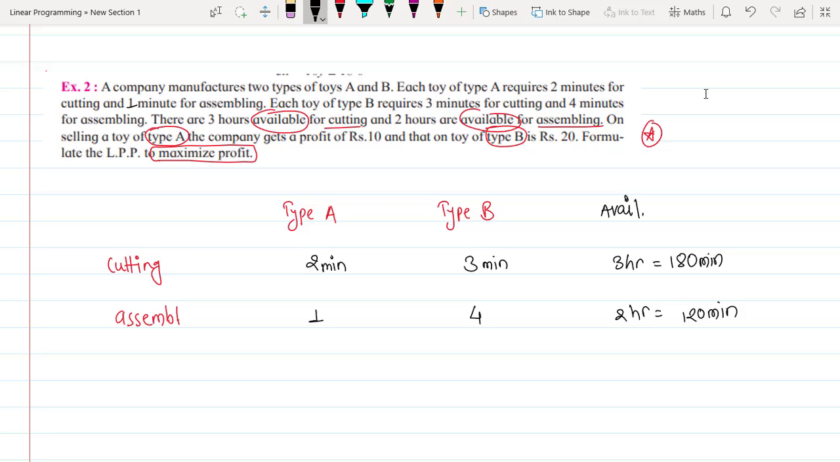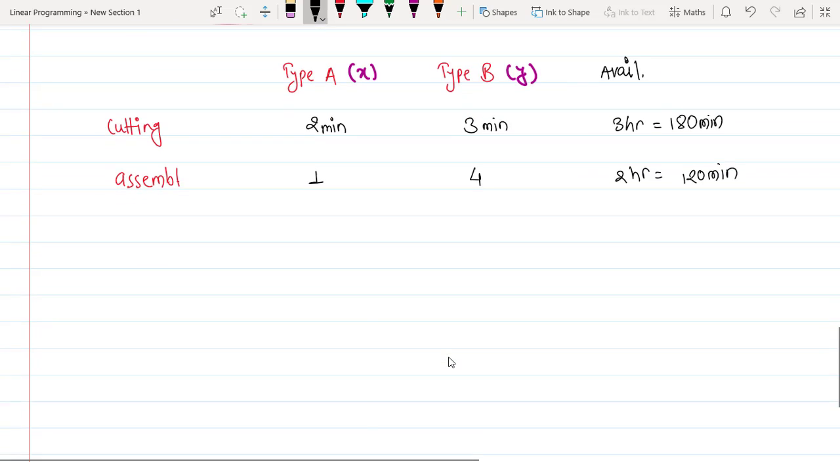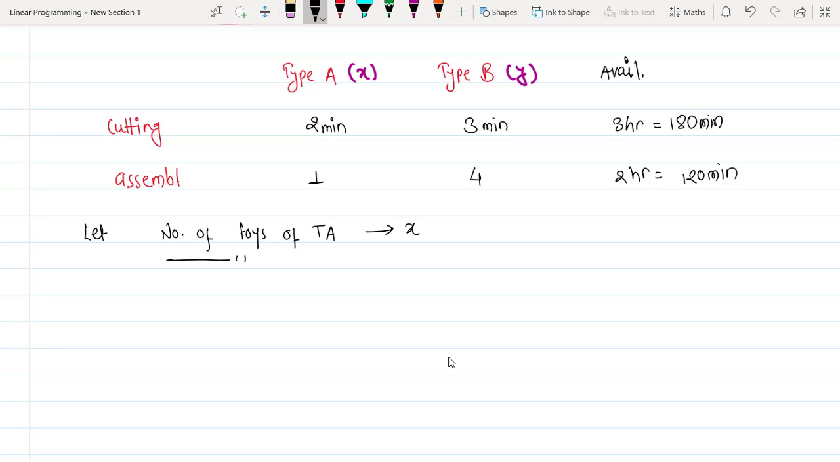Now let's write down what our objective function is. First let's write down the decision variables. I will take this as x and this as y. Let the number of toys of type A be x and the number of toys of type B be y.